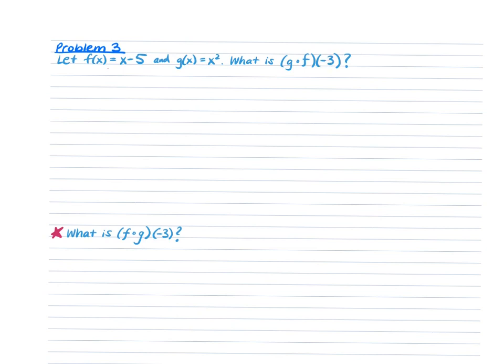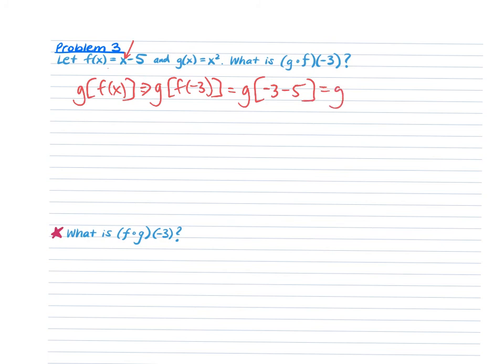So this is saying g is my outside function, and my inside function is f, and my x is actually negative 3. So this is g of f of negative 3. I'm going to keep that g on the outside, and then plug my negative 3 into f. So this is negative 3 minus 5. I'm going to evaluate that, which is negative 8. And now I'm going to plug negative 8 into g, which is negative 8 squared, which is positive 64.